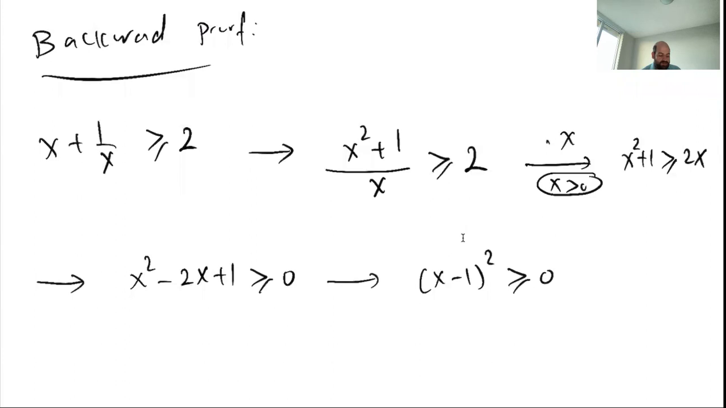So remember, I started with my goal, what I want to show, and I reached a statement that I already know is true. I know that (x minus 1) squared is bigger than or equal to 0 is true, right? Because any number squared is always non-negative, right?